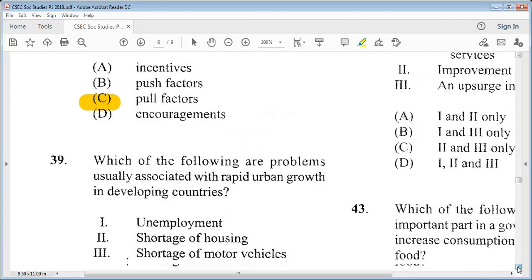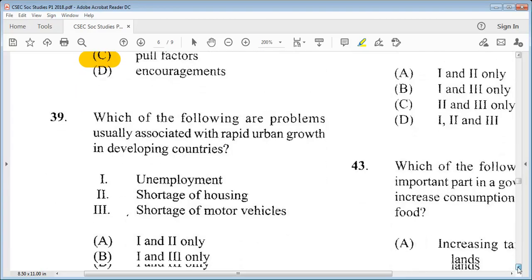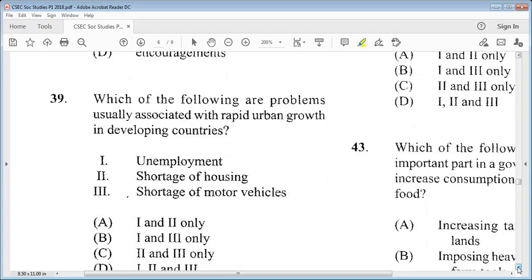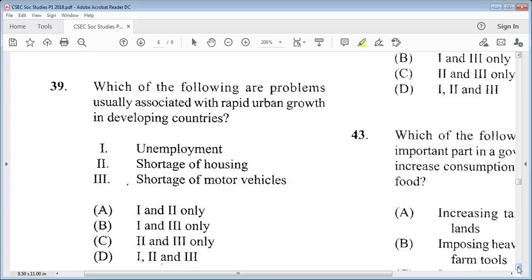It says, which of the following are problems usually associated with rapid urban growth in developing countries? 1, unemployment. 2, shortage of housing. 3, shortage of motor vehicles. Let's look at our answer options. A, is it 1 and 2 only? B, 1 and 3 only? C, 2 and 3 only? Or D, 1, 2 and 3?